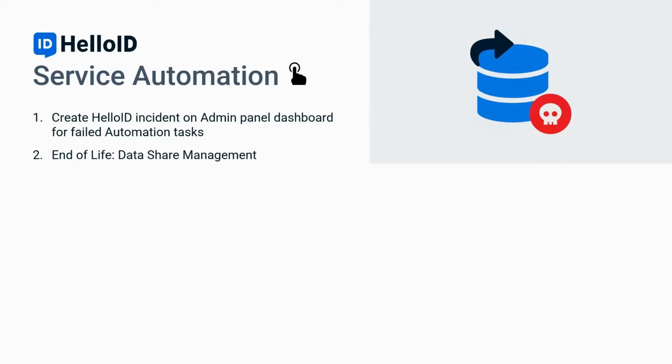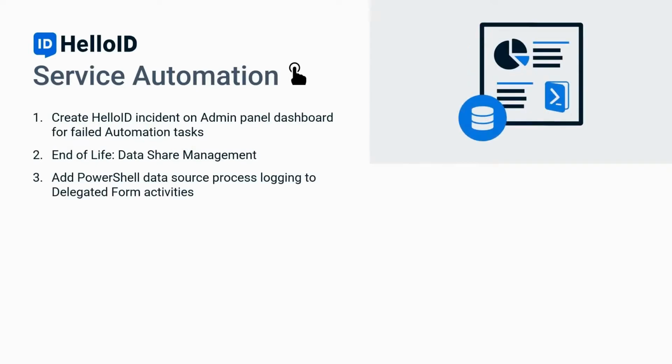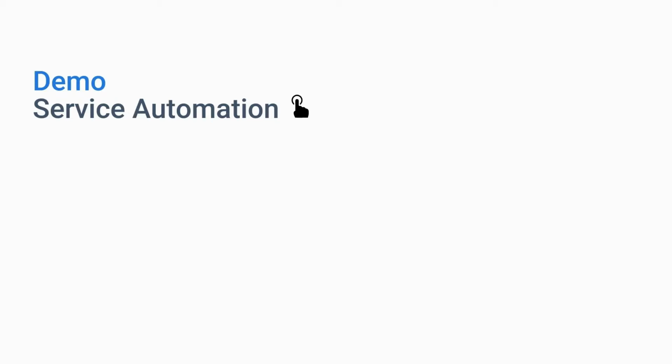In this release, we have also removed the functionality of data share management. This feature has been deprecated for a while and is now end of life. Our final new feature is Add PowerShell Data Source Process Logging to Delegated Form Activities. Now, all your Delegated Form activities are shown in a new overview. This overview gives you information about the Delegated Form's submissions and also the data source execution logging that comes with the Delegated Forms. Let's demonstrate these new features.